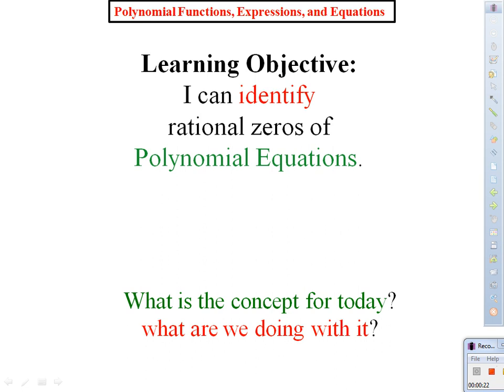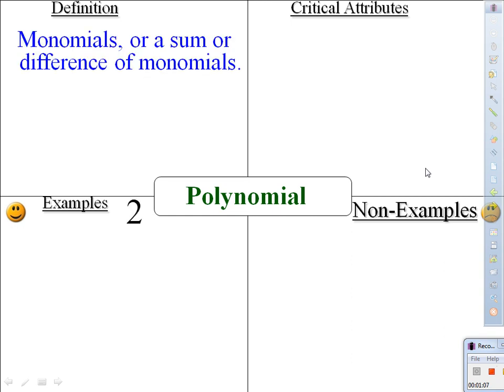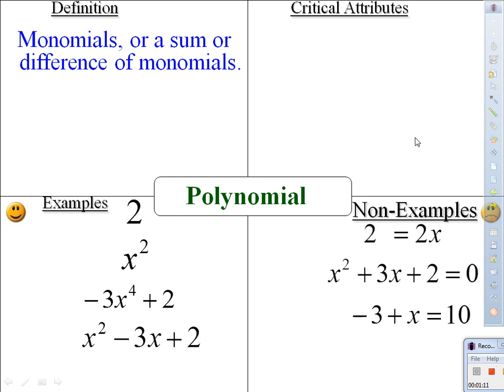Yes. Tell your neighbor the definition of polynomials one more time. That is correct. Monomials, or some are different than monomials. And these are some examples of polynomials. And these are non-examples, so on and so forth. All right.